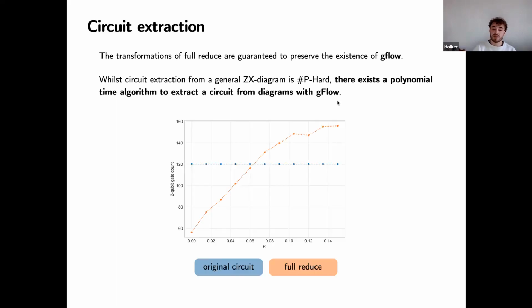The issue is that it's not necessarily optimal. It's very, very efficient for circuits with a low T count, so a low proportion of T gates in the circuit. For purely Clifford circuits, it's very, very efficient at doing this. But as the proportion of T gates increases, the extraction can often produce a diagram which has more two-qubit gates than the initial circuit had, as a diagram with G-flow doesn't have a direct circuit analog as such.